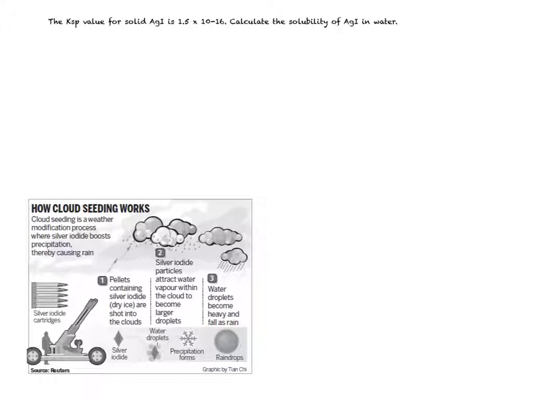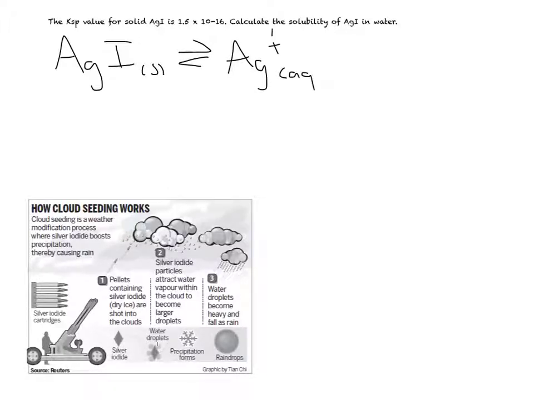So anyways, how do we attack this? Well, we have the Ksp, and now we're looking for the solubility. Let's first write out the equation for the dissolution of the salt. So we've got our solid, and that's going to form an aqueous silver(I) ion plus an aqueous iodide ion, right?